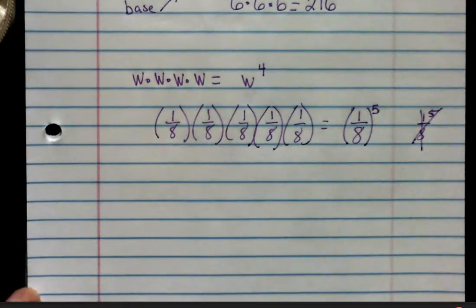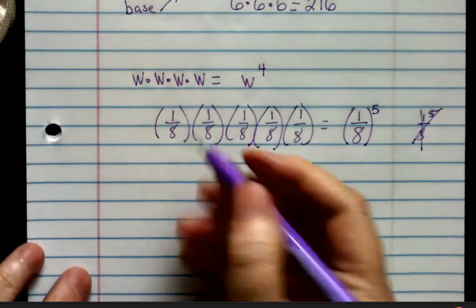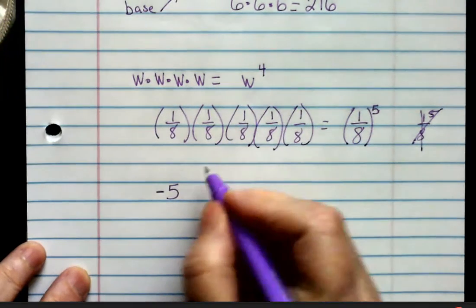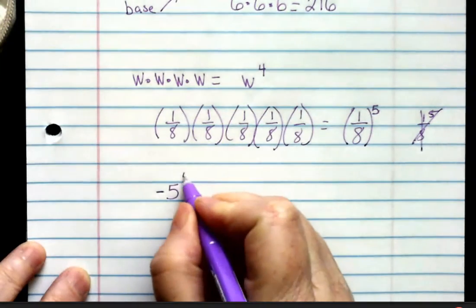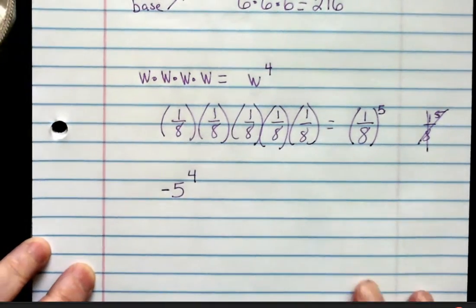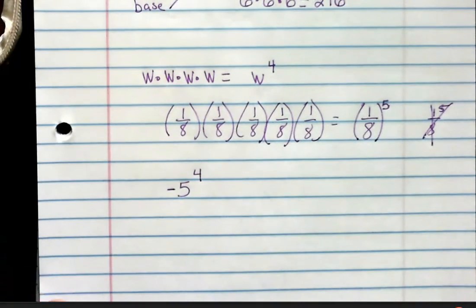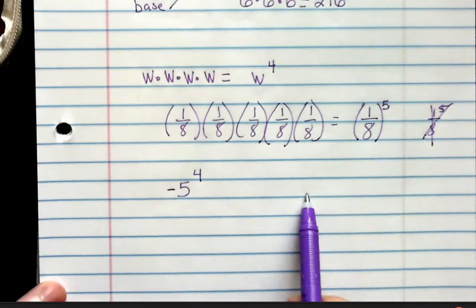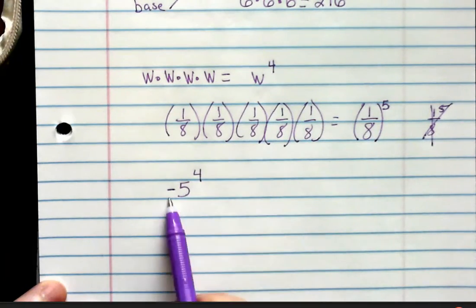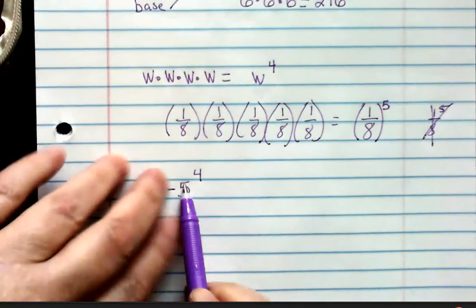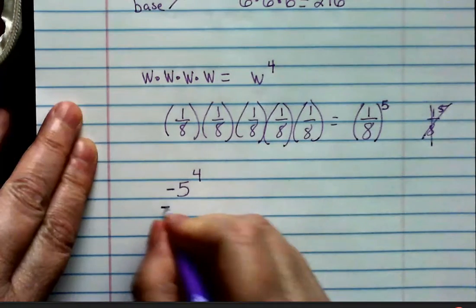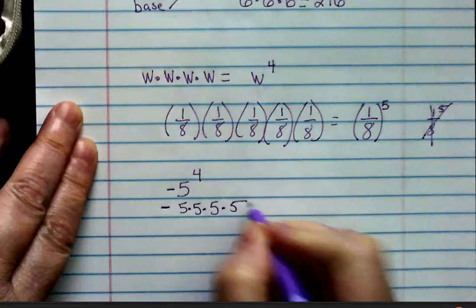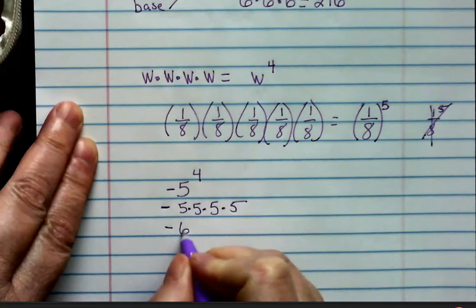And let me show you another one. Let's say that I had -5 to the 4th power. Now, most people would assume that that's -5 times -5 times -5 times -5, and it's not. This is a negative in front of 5 times 5 times 5 times 5. So it's actually -625.